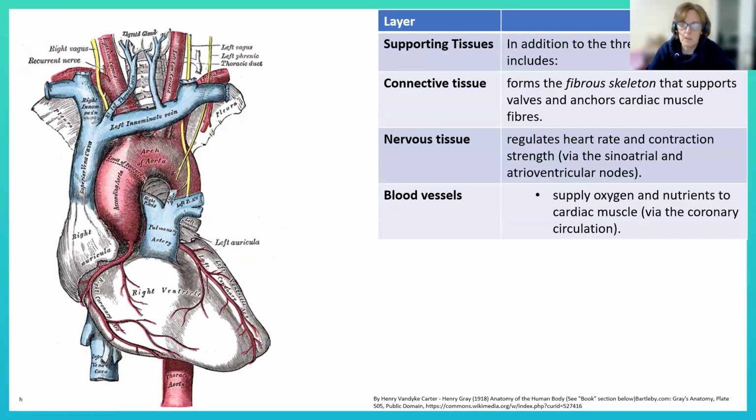So the heart itself has got supporting tissues, connective tissues, nervous tissues, and blood vessels. As you can see here, those are the tissues we talked about. So in addition to those layers that we just considered, we've got the connective tissue, which is the sort of skeleton with valves, and it anchors the cardiac muscle fibers. The nervous tissue, you can see there in yellow. This can help regulate the heart rate.